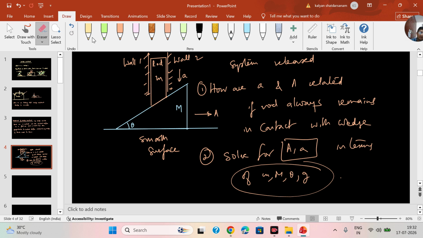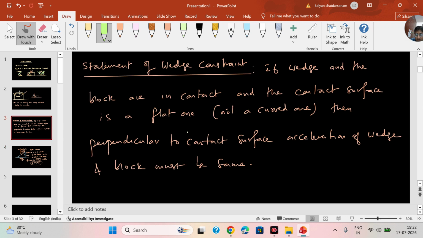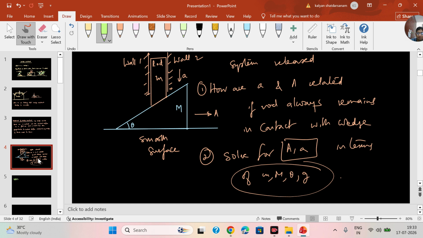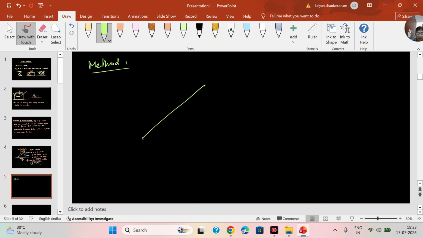Now I will develop this constraint in two methods. One is by using this statement. Okay, we can use this statement and develop the constraint. There is another geometrical way also, which I will do. So method 1 of developing the constraint, look at this. Method 1, I'll just redraw the diagram here. So this is my wedge and this is my rod.